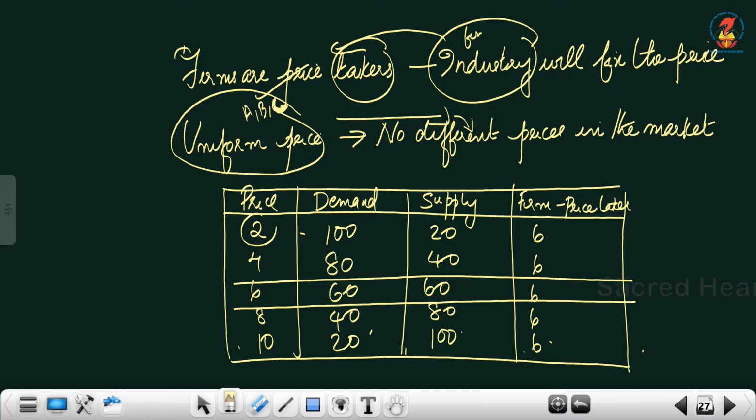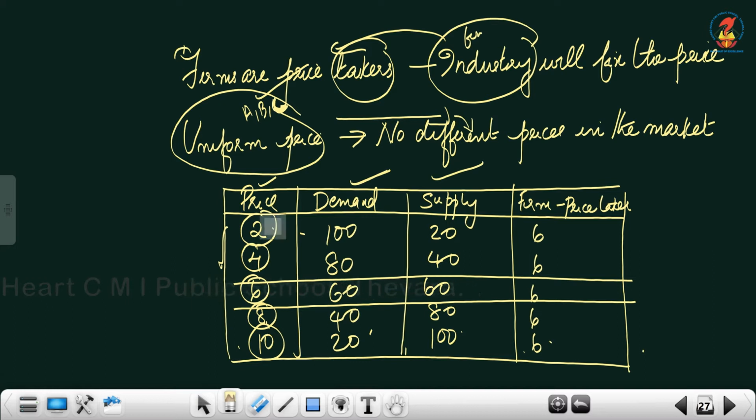Now prices are given as 2, 4, 6, 8, 10. Both demand and supply are given in the table. Now you know what is the relationship between demand and price? Inverse relationship. When price increases, demand will decrease.